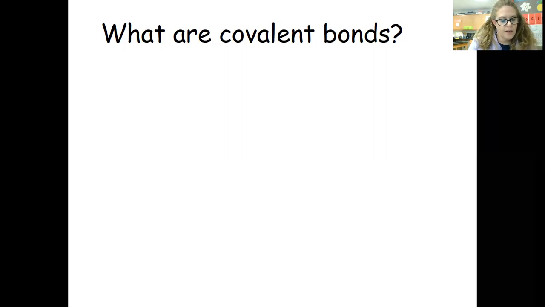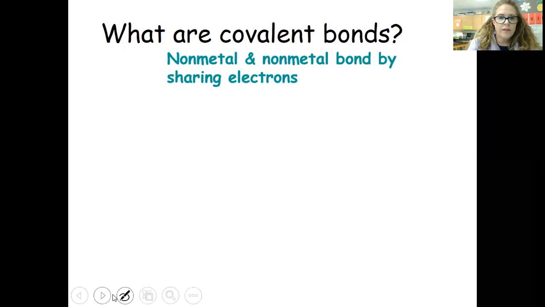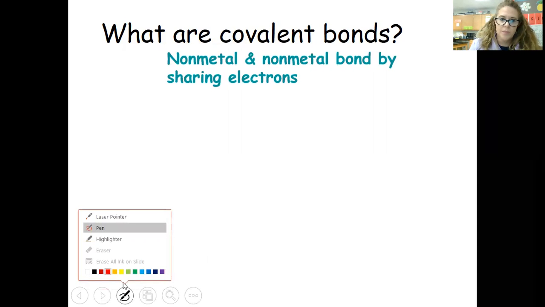Let's start our next set of notes, which is covalent bonds. So, quick recap. Our ionic bond was between a metal and a nonmetal, right? Between a positive ion and a negative ion, opposite sides of the periodic table. So now, what are covalent bonds? Covalent bonds are between a nonmetal and a nonmetal.